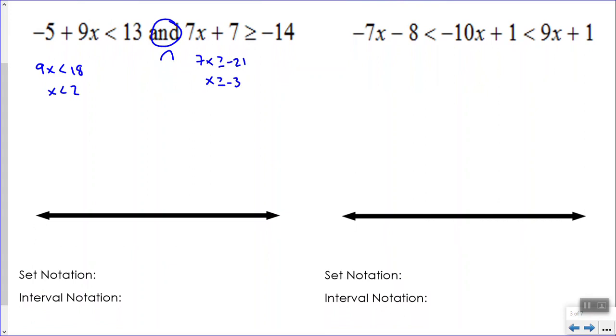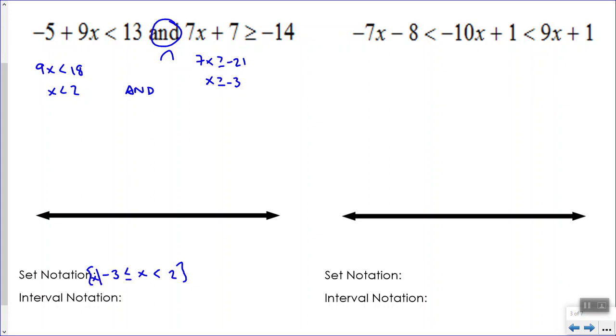Alright, so here we end up with x is less than 2 and x is greater than or equal to -3. If I want to write this in set notation, I take my smaller value, -3, then our x, and our larger value, 2. Then we have x is strictly less than 2 and x is greater than or equal to -3.